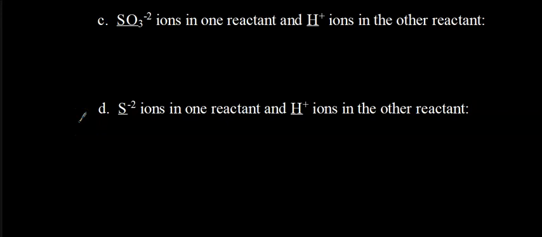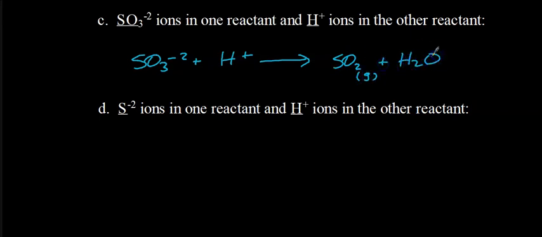Next one, formation of sulfur dioxide gas. Sulfur dioxide is produced in the reaction between a sulfite and an acid. Sulfites with acids. Let's write the equation. So this reaction produces sulfur dioxide gas. Water and another product.